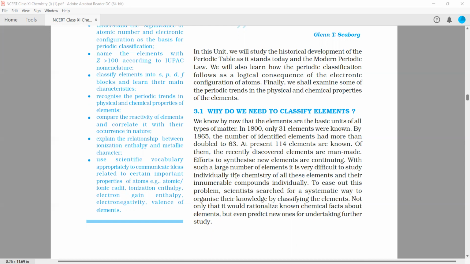Because of this classification of elements, the periodic table is simpler, since it is not possible to memorize all the properties of 114 elements. So it's better that we have some classification, some periodicity in properties, and we all know how important that is. There was a need to classify elements according to certain properties, and that was done by some great scientists. How it was done and what the various failed attempts were, we are going to learn in this chapter.